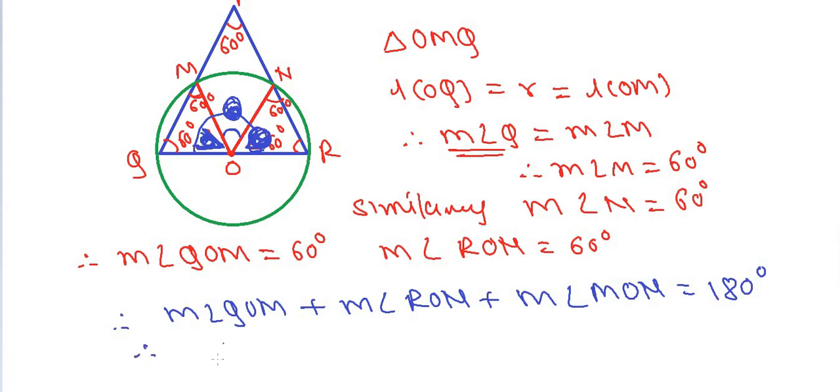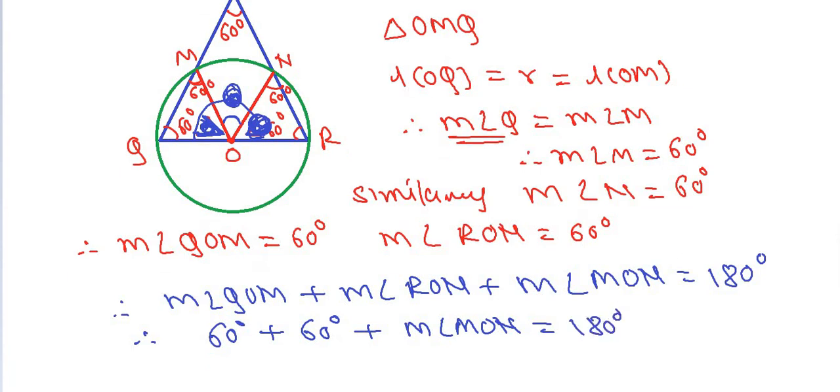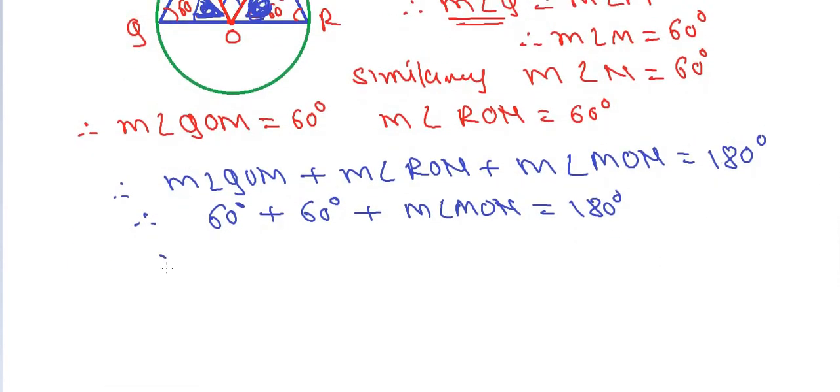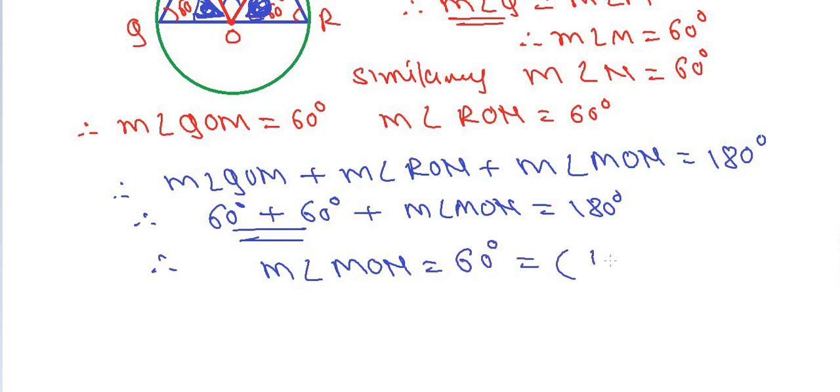So let us write, therefore, 60 degrees plus 60 degrees plus measure of angle MON that we need is equal to 180 degrees. Let us go directly over here. 60 plus 60, 120. Shift this 120 to right hand side, it will be minus 120. 180 minus 120 equal to 60. And therefore we get measure of angle MON is equal to 60 degrees. And I will write directly that into radian. That is equal to pi by 3 radian.